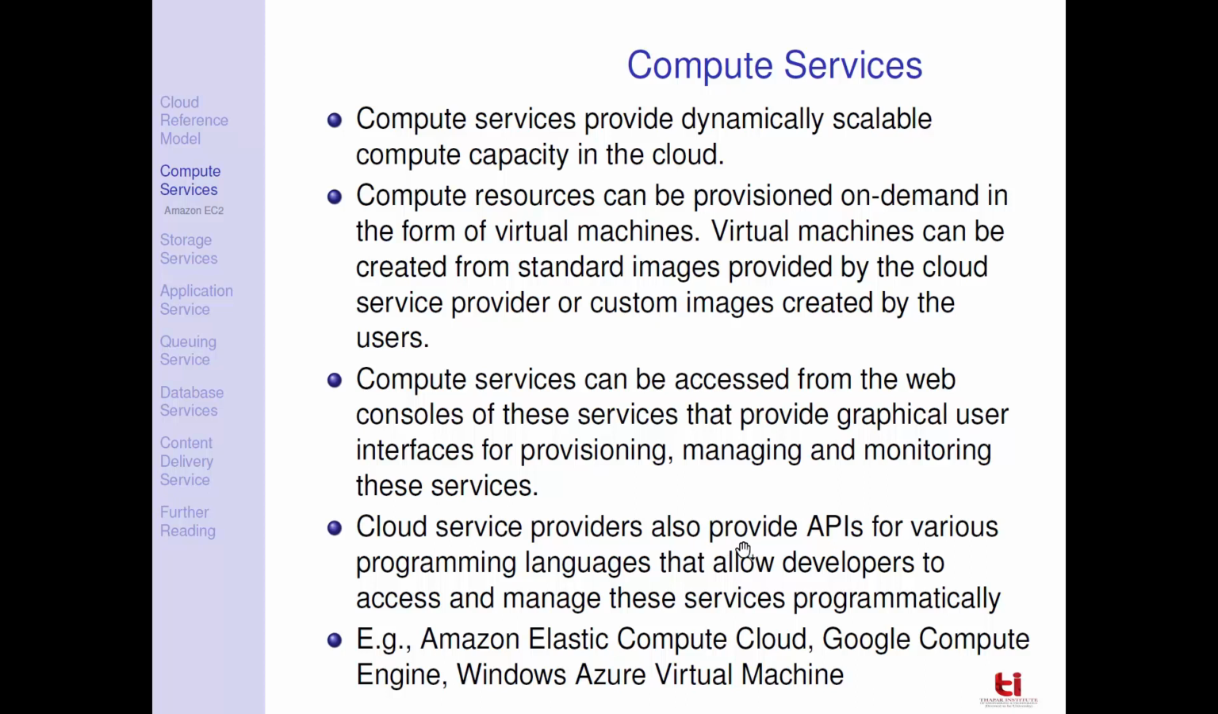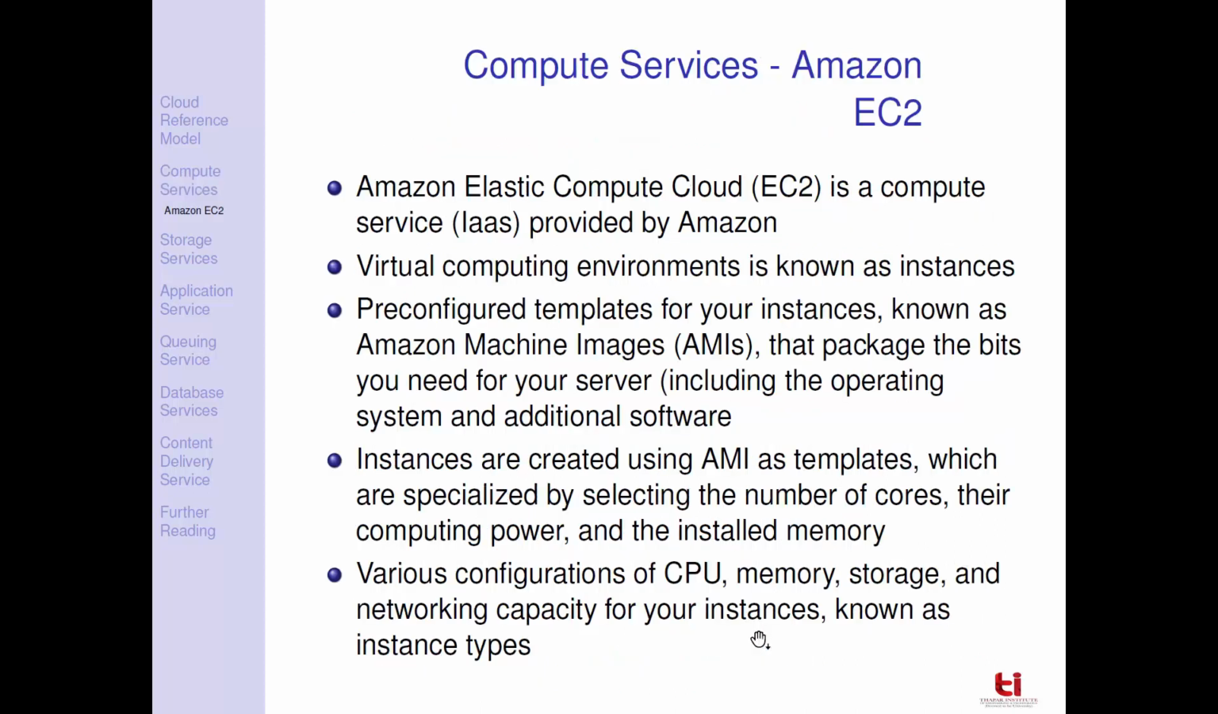So cloud service providers also provide APIs for various programming languages that allow developers to access and manage the service programmatically. Some examples of cloud providers providing compute services are Amazon Elastic Compute Cloud, that is Amazon EC2, Google Compute Engine, and Windows Azure Virtual Machine. Next, we look at Amazon Elastic Compute Cloud and the concepts associated with it in a little more detail.